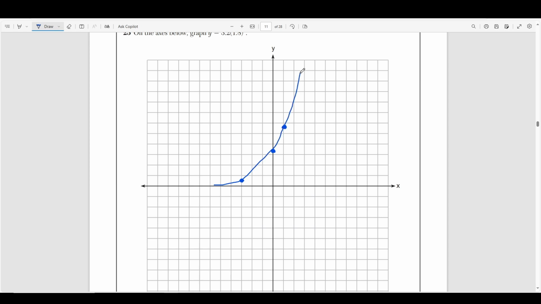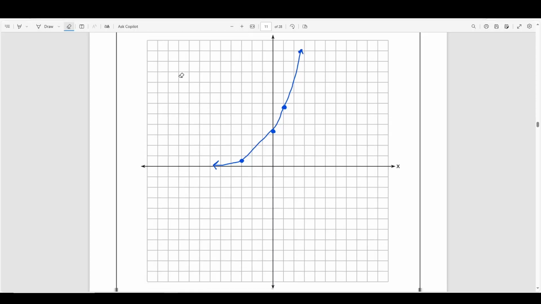So make sure your line passes through all of your points. Make sure you draw an arrow at both ends of your line, and make sure that your line isn't jagged. Don't connect the points with straight segments, don't go 1, 2, 3, 4. Don't have sharp edges or sharp angles. Try and make your line as smooth as possible and upwards, like the shape in our graph over here.